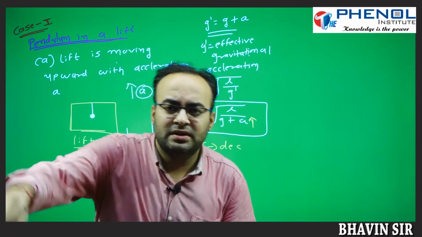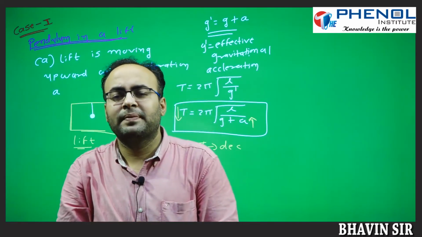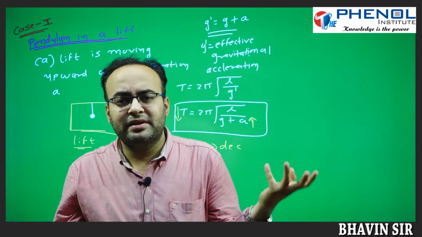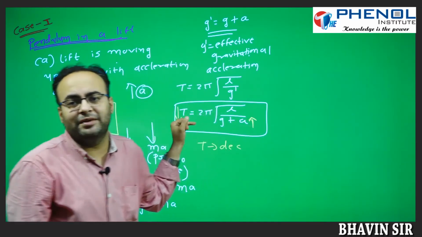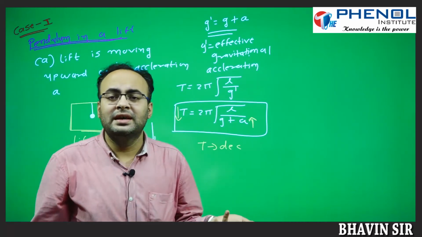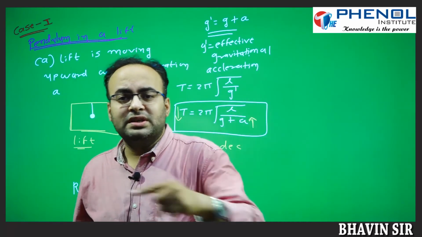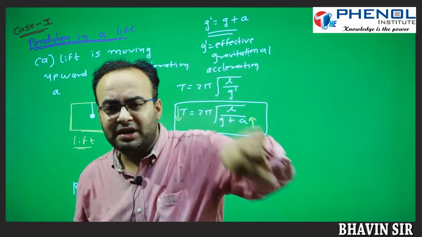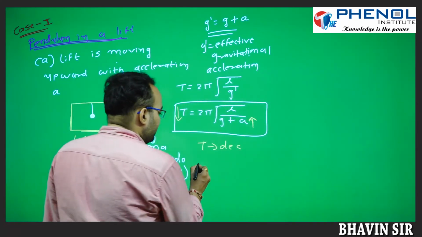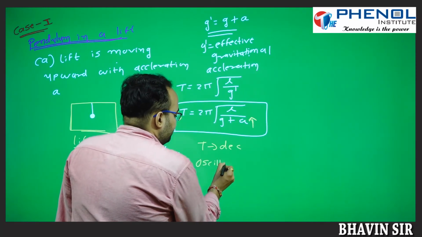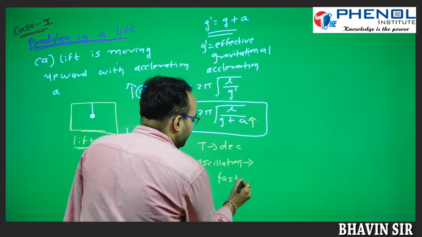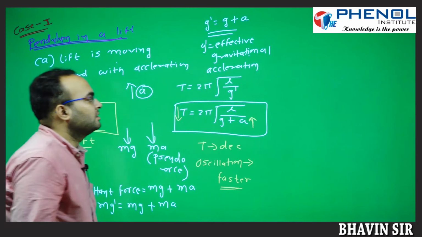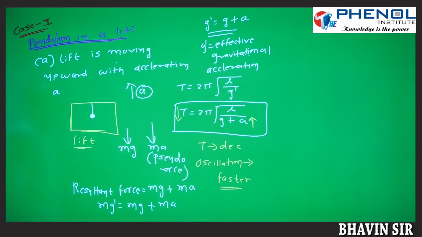Suppose the earth completes its rotation quickly, then what happens? The time period decreased. Why does the time period decrease? Because the denominator increases, the time period decreases. Time period decrease means the time required to complete one oscillation is decreased. It means oscillation becomes faster.